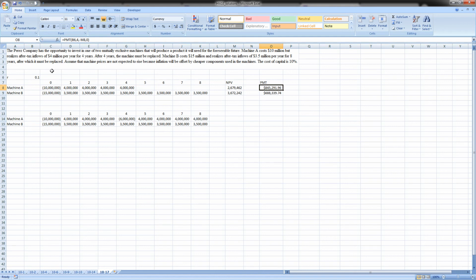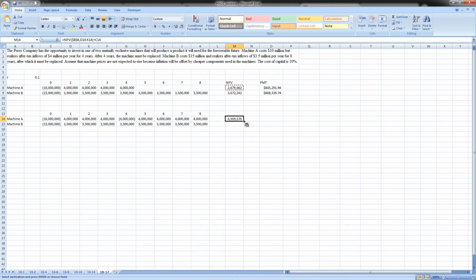The other way is to identify that we could buy machine A again in year 4. And what would happen is we would have a 10 million outflow at time 0, followed by 4 million, 4 million, 4 million, and 4 million. But again, in year 4, we'd have to buy the machine again. So 4 million less 10 million going out results in a 6 million deficit, followed by 4 million, 4 million, and 4 million. We then can just take the NPV.